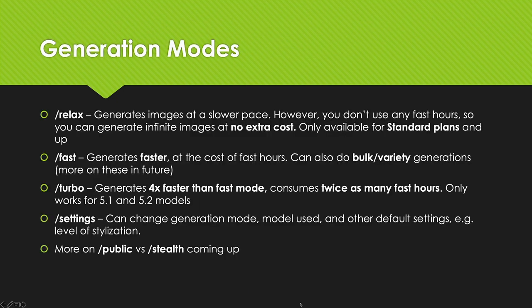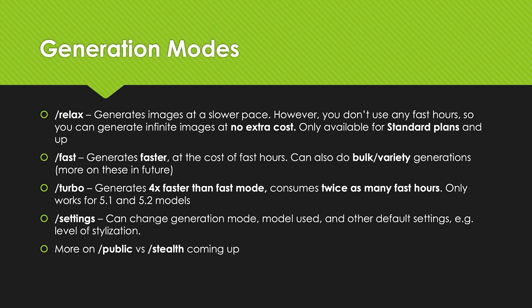Okay, and then we're going to talk about some generation modes. These are commands you bring up with the /, just like imagine and blend and describe. And these control how fast you generate your images. So relax is what we were talking about. It's available to standard plan and up. And it generates images at a slower pace. However, you won't use any fast hours, so you can generate essentially infinite images at no extra cost. Fast mode generates faster, but it costs fast hours, and you have a finite number of those.